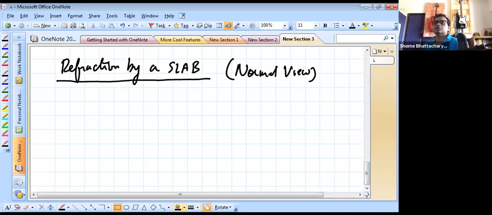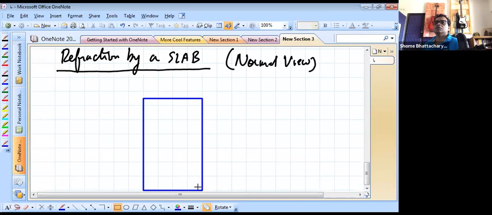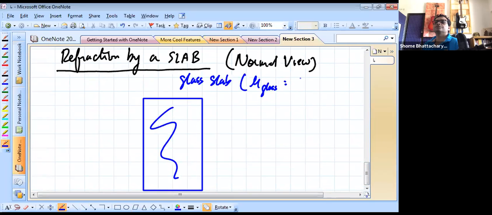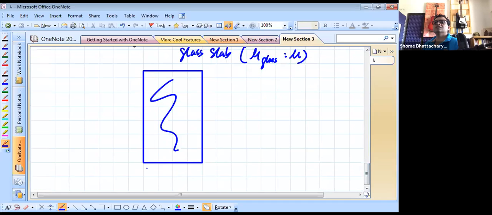So we have something like this. Something like a glass slab to begin with, let's say. So the refractive index of glass, suppose we are denoting it by mu. And the thickness of the glass slab, we're showing this thickness as t or d or whatever. Okay. Now on one side of the glass slab, we have a point object, and on the other side we have an observer who is viewing this normally. So his line of sight is normal.